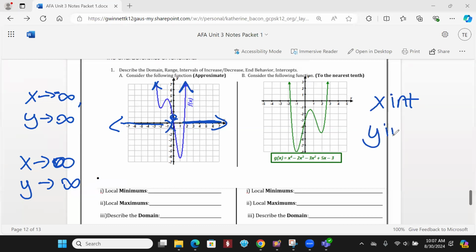All right, x-intercept is where it crosses the x-axis. So we got this guy right here, and we got this guy right here. So we got 0, 0, and we have 1.5 comma 0. The y-intercept is where it crosses the y-axis. Sometimes the x-intercept and the y-intercept are the same. So this crosses the y-axis at 0, 0. Questions?